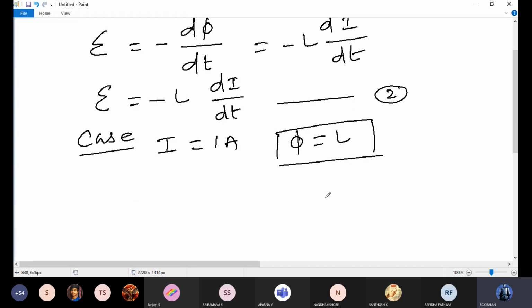In case 2 also, that value di by dt, the rate of change of current, is equal to 1. Then you will get E is equal to minus L. The EMF is equal to minus L.